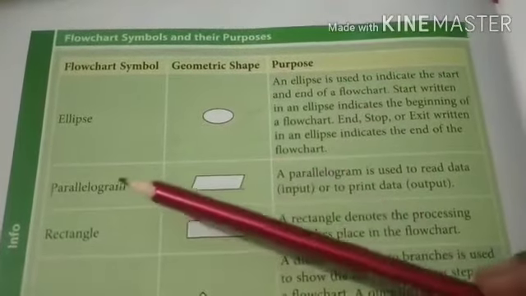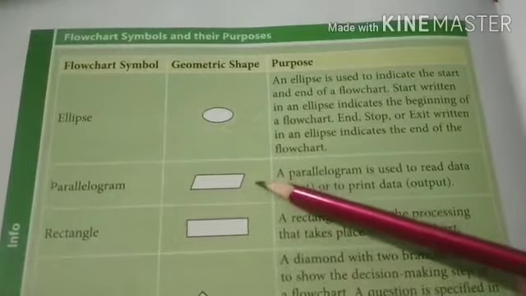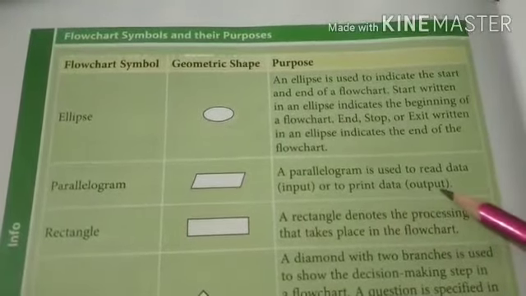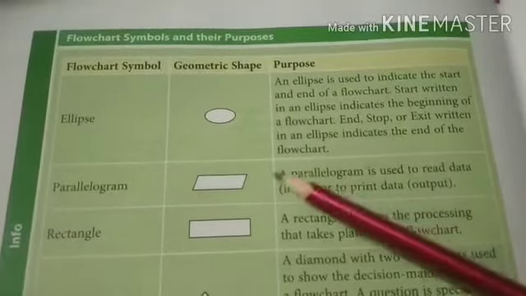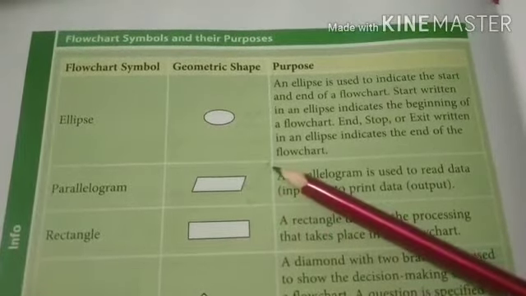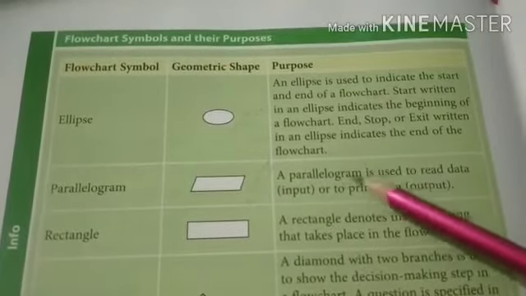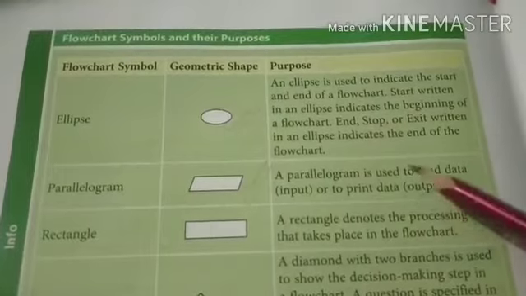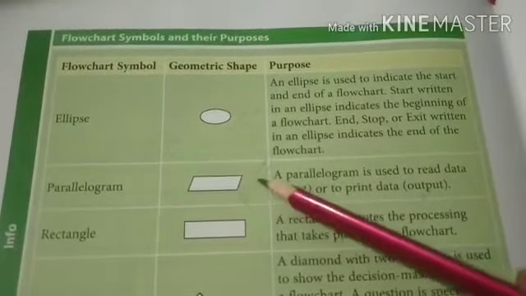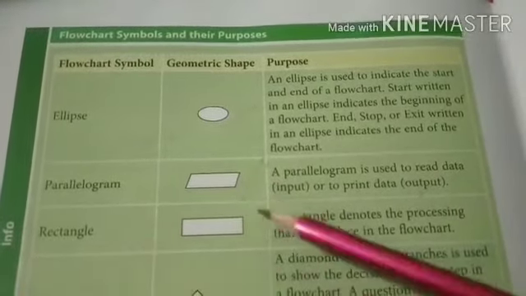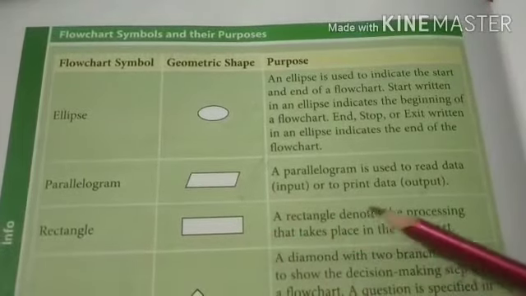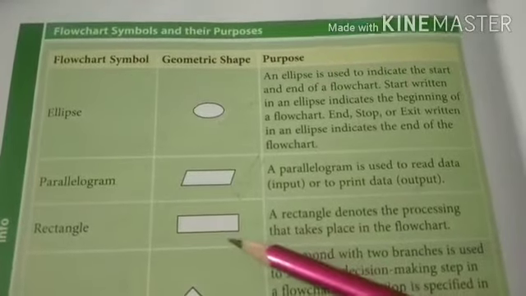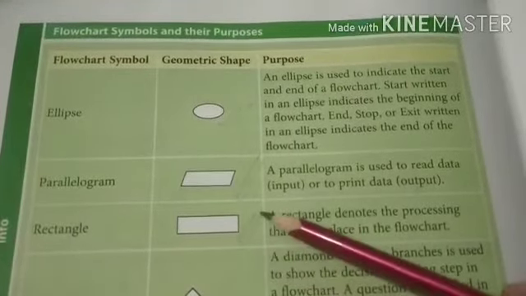Second is the parallelogram. A parallelogram is used to read input or to print data output. That means with the help of a parallelogram, you can give input to the computer and you can get the result in the form of output. Then the third one is the rectangle. A rectangle denotes processing. That means you can put any sort of formula in the rectangle box.